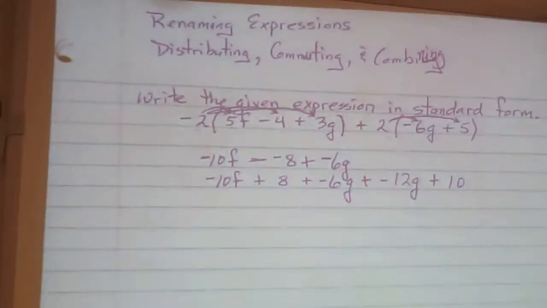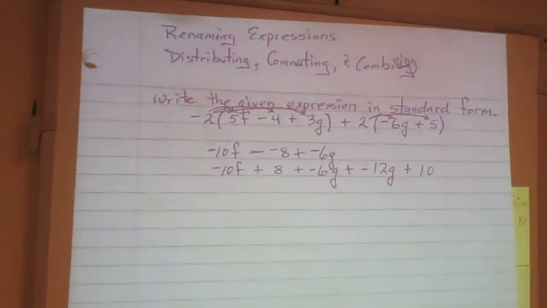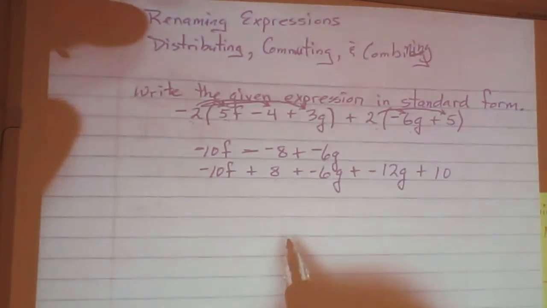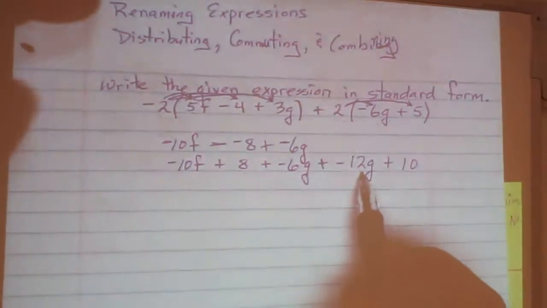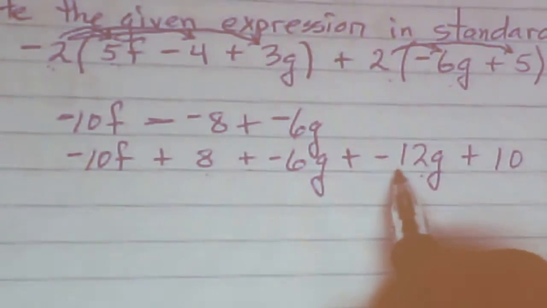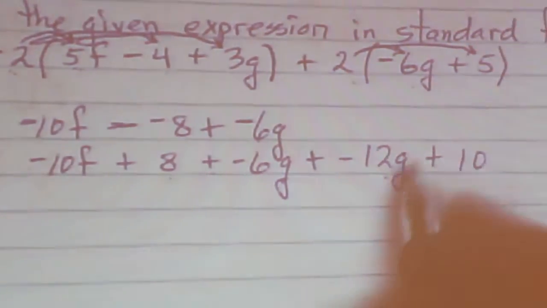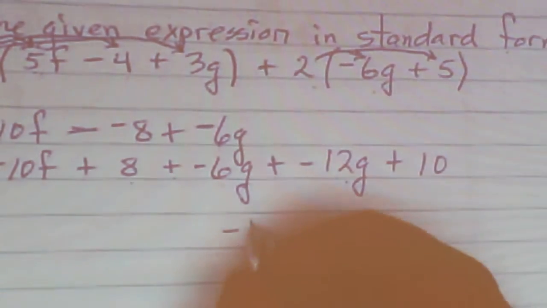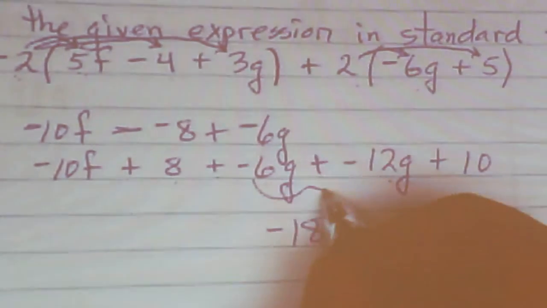Now we can commute and combine because it's all addition. It's easy to commute and it won't change our value. Are there any things that can combine that are similar? Yeah, this g and this g are similar. So adding a negative 6g and adding a negative 12g is going to make the value go down and go down even more. So you're adding negative 6 and negative 12, which is negative 18g. And that was that part right there.